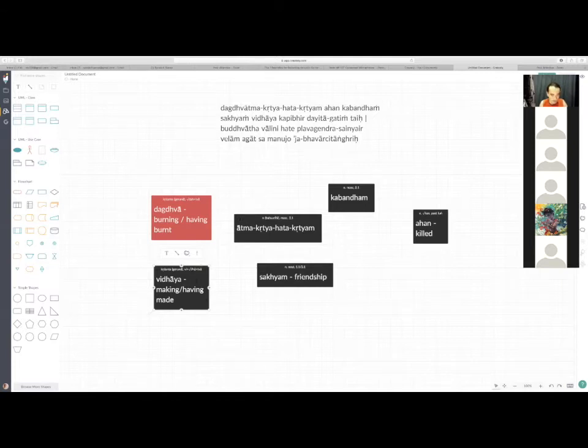Next, kapibhir. Third case plural. Yes, third case plural. Kapibhihi. Ra is a result of sandhi because what follows is a voiced consonant. And we have kapibhi from kapi. Monkeys. By the monkeys, with the monkeys. Kapi is masculine, I believe, and third case plural, 3-3. That's an easy ending which you can always spot. With the monkeys, kapibhi.